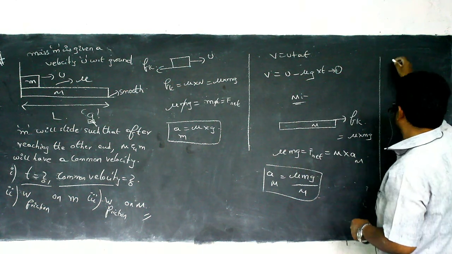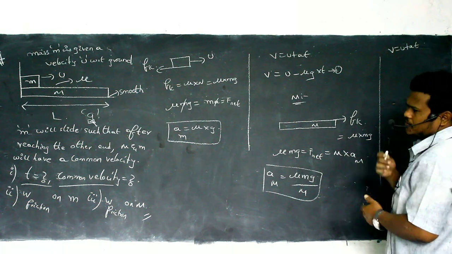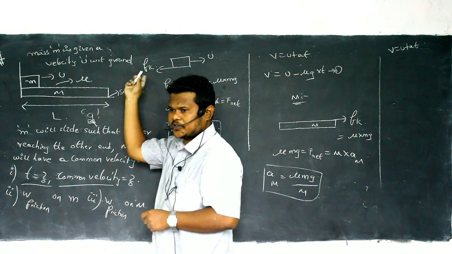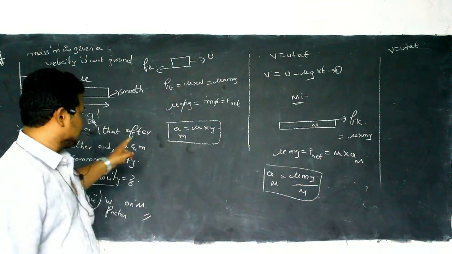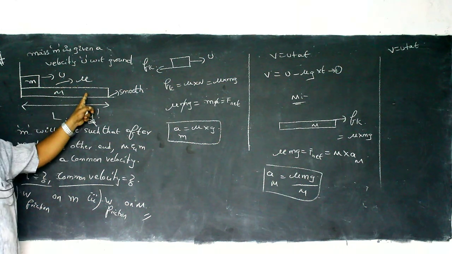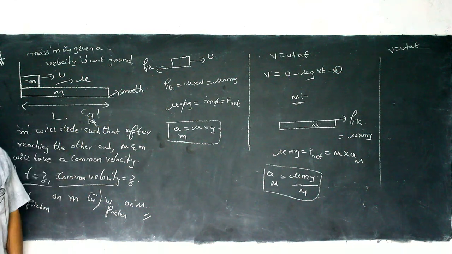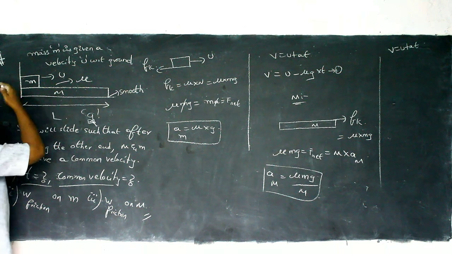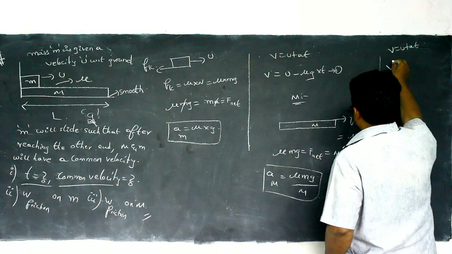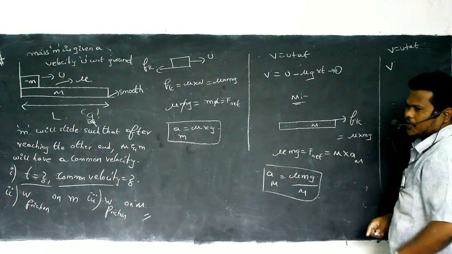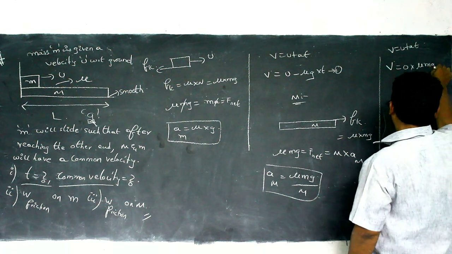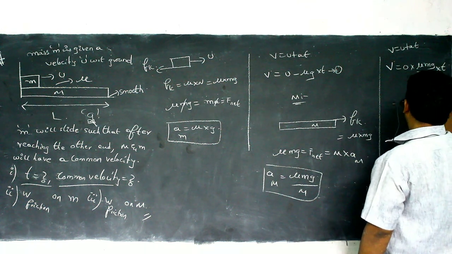Now here also I can use the same relation, V is equal to U plus AT. To the observer present on the ground, who is seeing these two blocks, what is the initial velocity of capital M? Zero. Final velocity? Final velocity is V, because after a time of T both of them are moving with a common velocity V. Same velocity for small m and capital M. Initial velocity is zero. Acceleration is mu mg divided by capital M, into T. So this is my equation number 2.